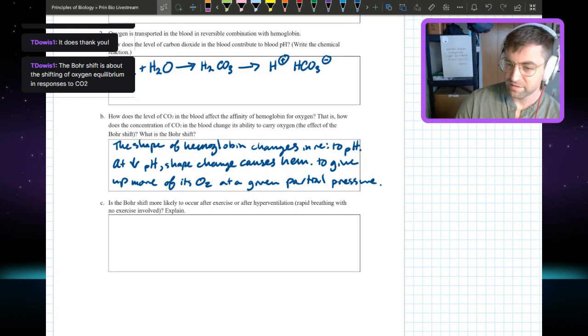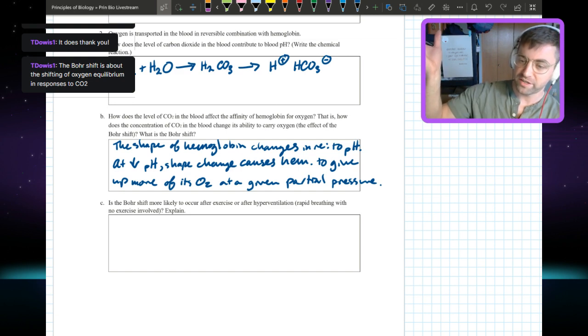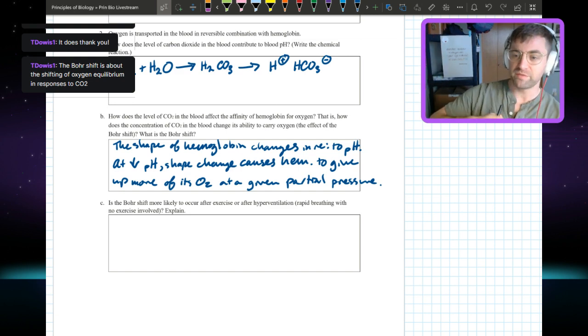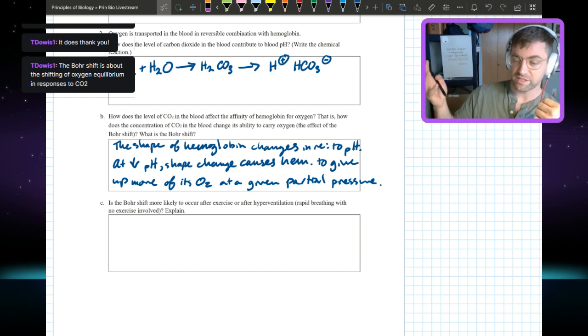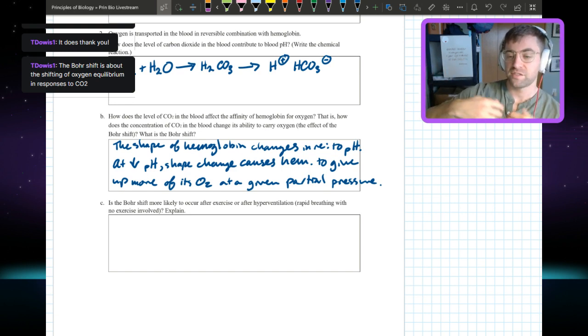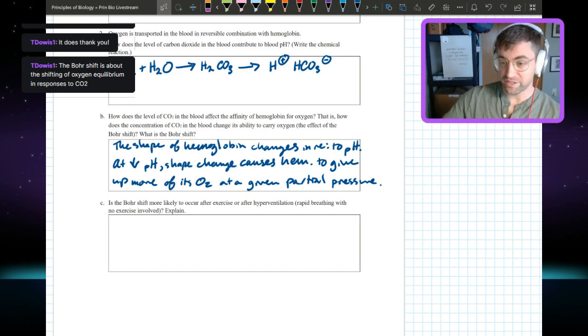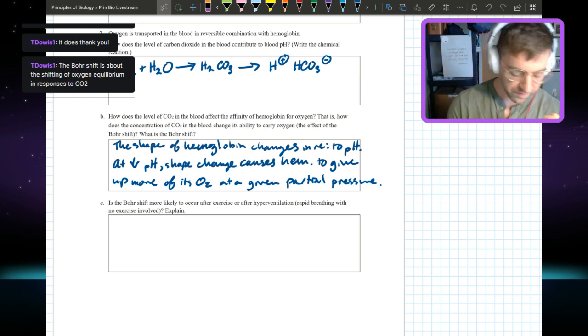Does that make sense? So metabolic need for oxygen increases. Hemoglobin changes its shape in response to that increased acidity so that it holds onto the oxygen less tightly, makes that oxygen more available for the cells to use for more cellular respiration.